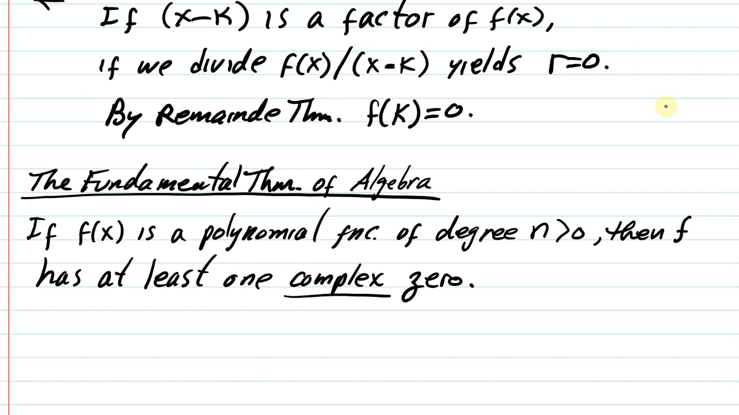But the fundamental theorem of algebra is very important, and it reads: if f of x is a polynomial function, the degree is greater than 0. Remember, the 0 degree polynomial means a constant function, so anything aside from a constant function. So f of x equals 7 doesn't count. So as long as the degree is greater than 0, meaning linear, quadratic, and so on, then the function f has at least one complex 0.